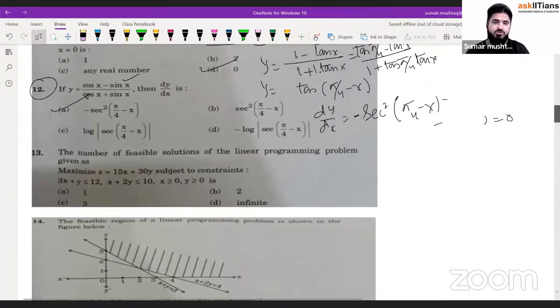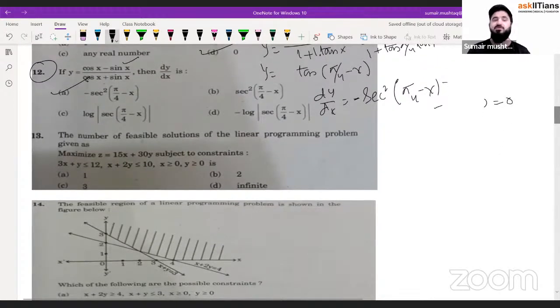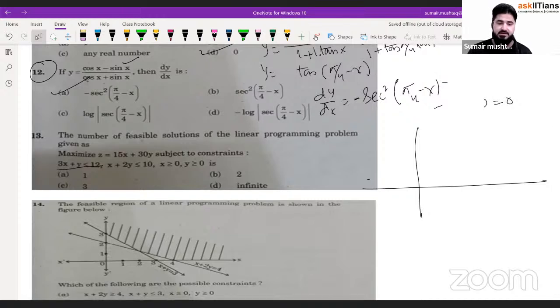The number of the feasible solutions. You have to find the number of the feasible solutions where it gives the max value. This is one line. Let us suppose I take the coordinate axes. For this line, 3x plus y is less than or equal to 12. So x will be 0, y will be 12; x will be 4, y will be 0. So its points will be 4 comma 0 and 0 comma 12. You can do it yourself easily. This line is 3x plus y equal to 12.